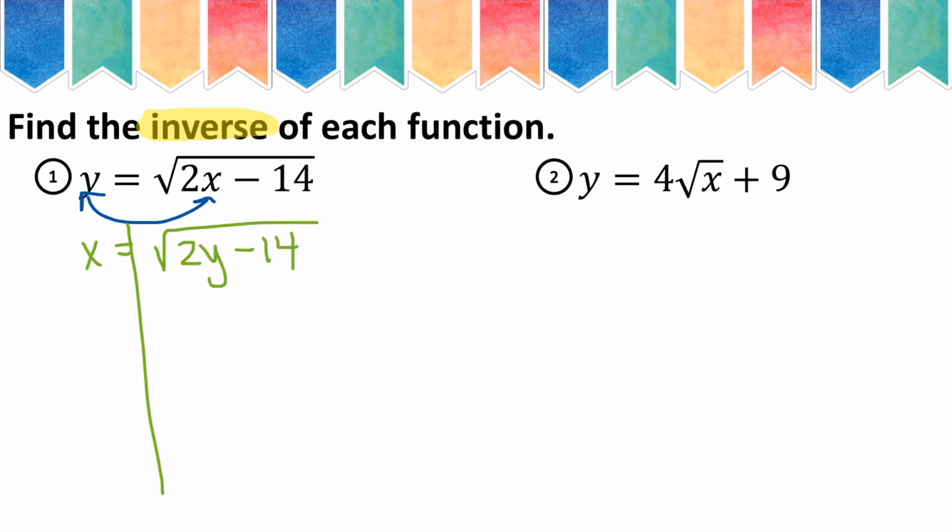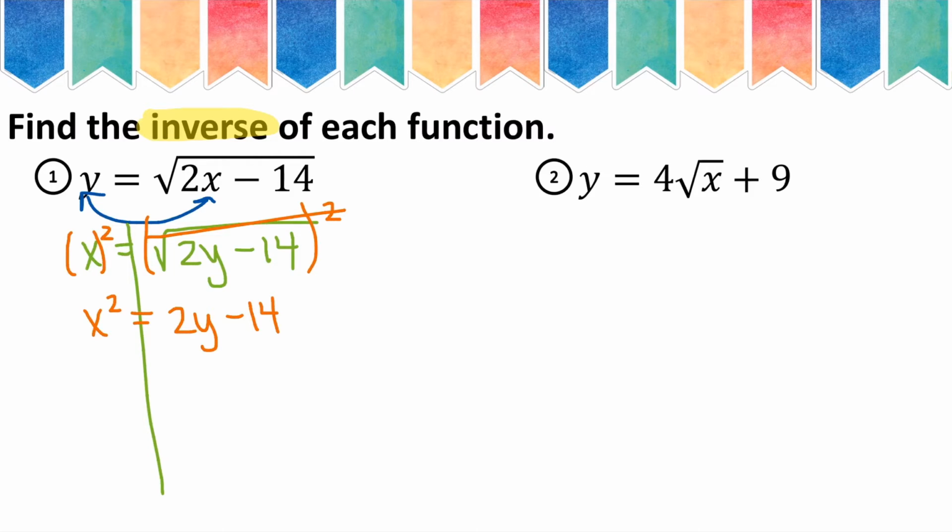And now our job becomes getting y by itself. Because both the 2 and the 14 are inside the square root, I will need to start this problem by canceling the square root with a squared. Square root and a square will cancel, and 2y minus 14 comes down. And on the left-hand side, it will be x squared.